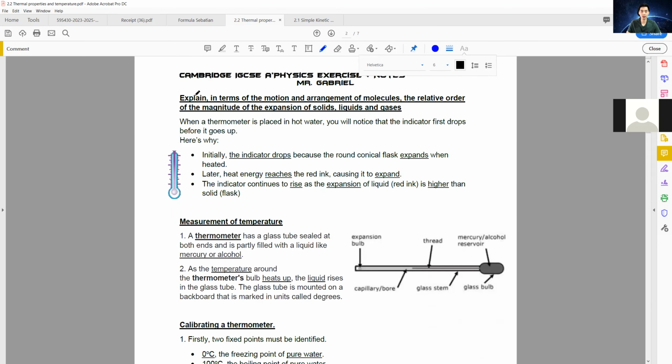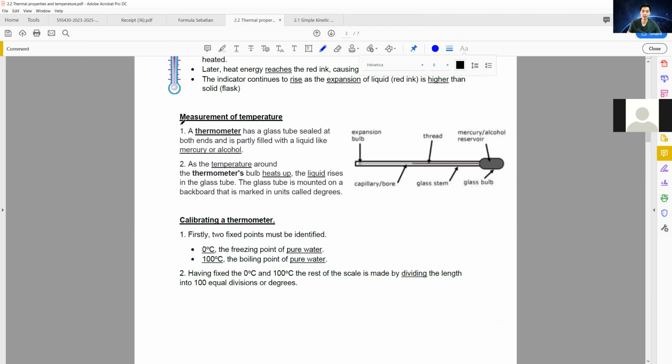Then we're also going to learn about thermometers. If you put a thermometer in hot water, by right, the temperature is supposed to increase, right? But in this scenario here, the temperature actually drops a little bit before it increases. I'll tell you why later on.